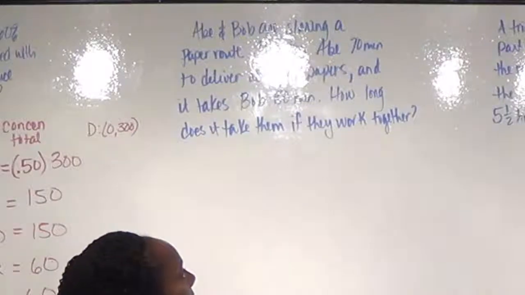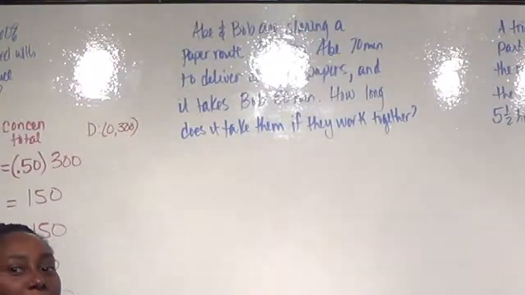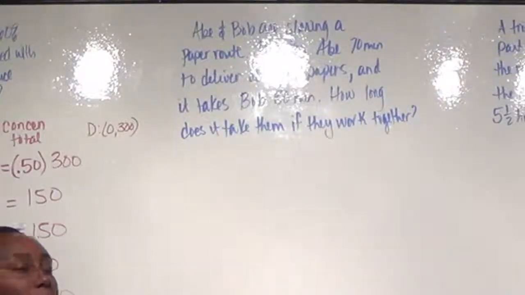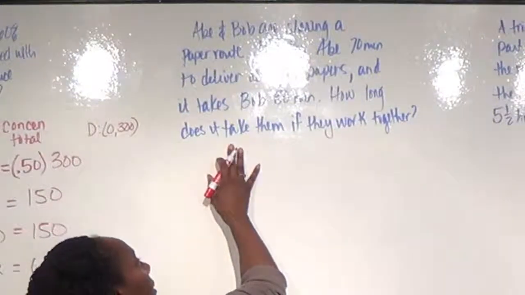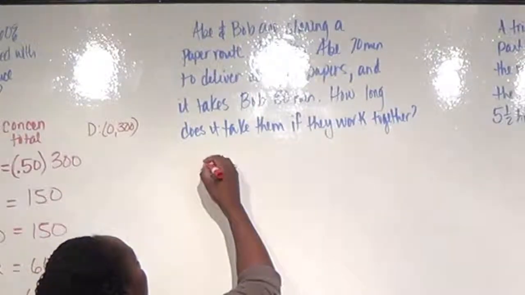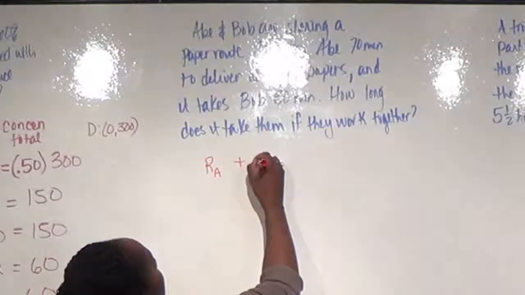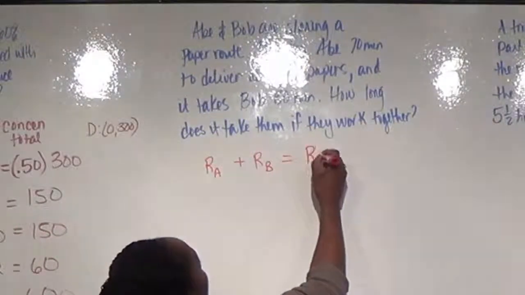So here, because we're looking at the rate that they're working and we want to combine their rates, we have to think of the time information that we're given a little bit differently. Okay? So here, if I want to know how long it's going to take them together, I want to know the rate for Abe plus the rate for Bob, and that should give me their total rate.